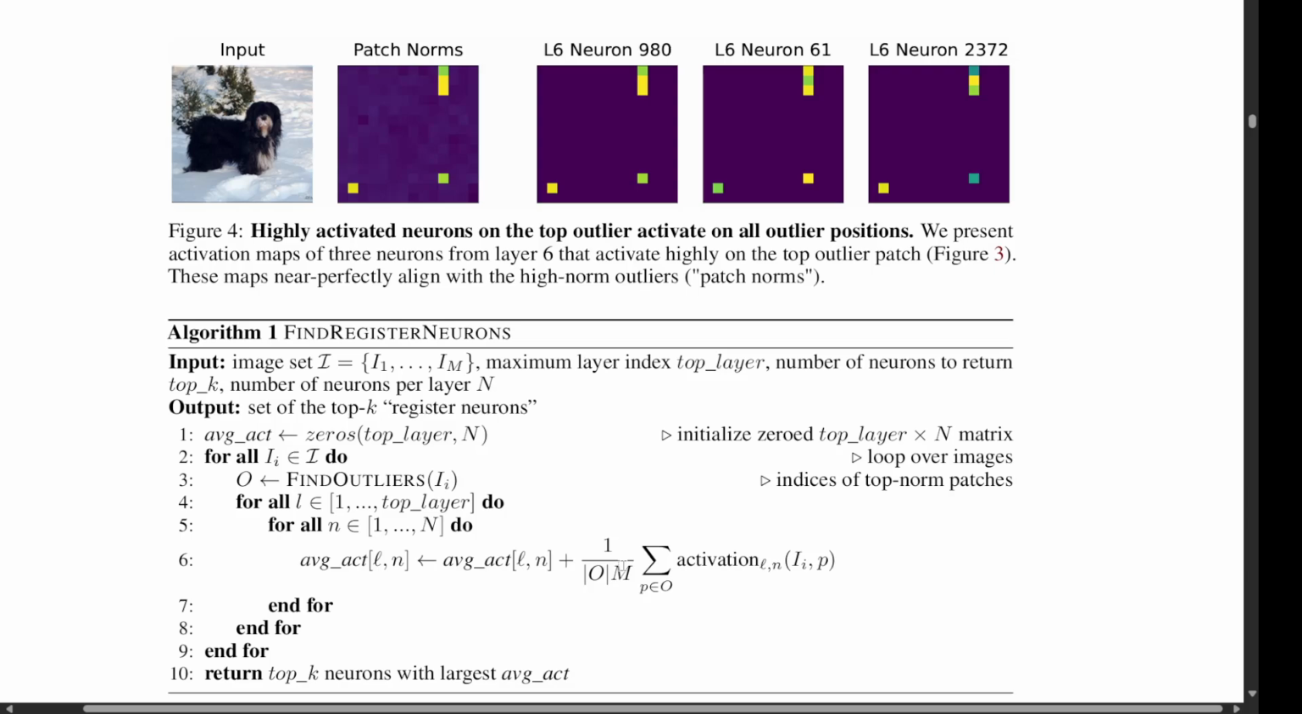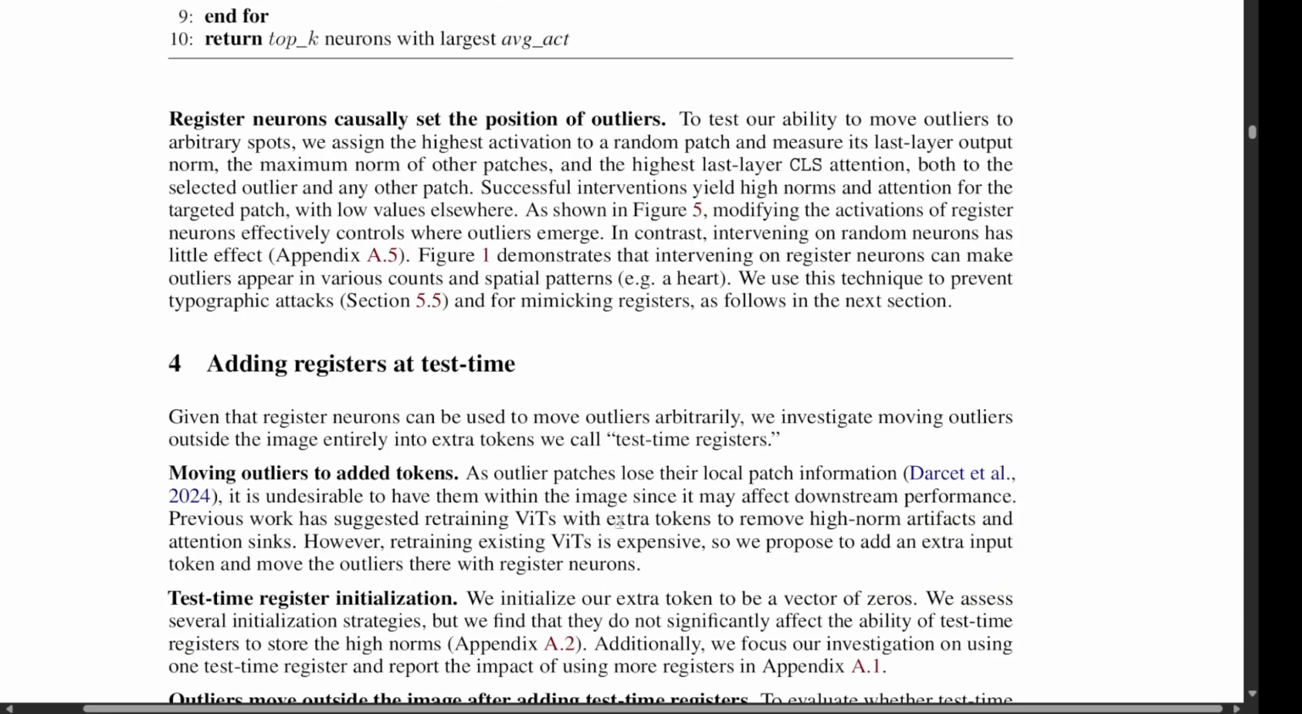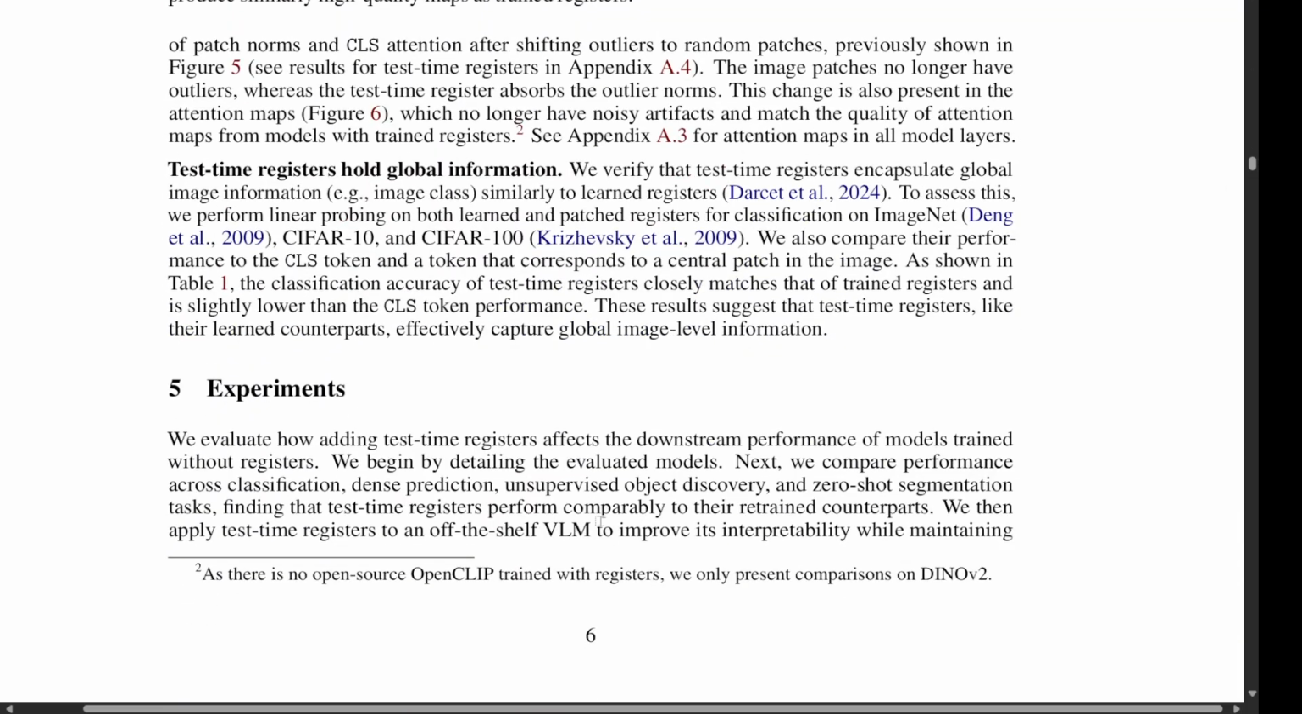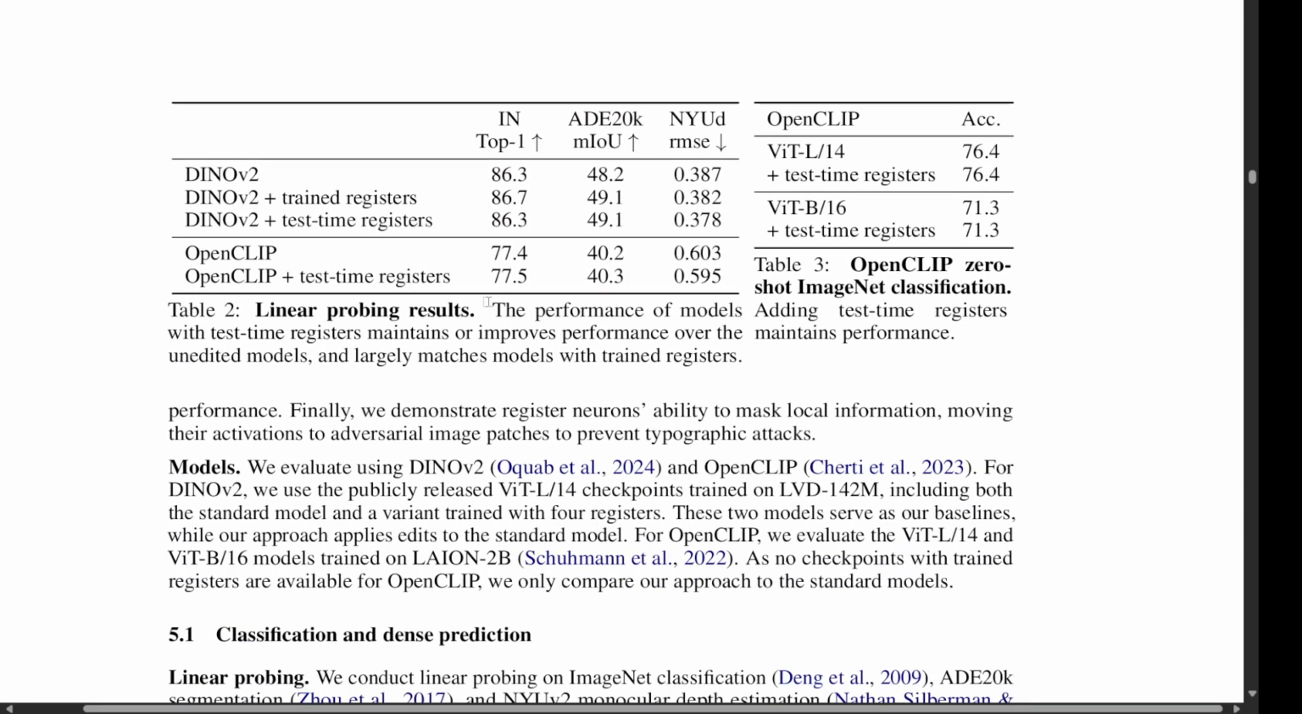That's the other key result. On standard benchmarks, image classification like ImageNet, segmentation on ADE20K, depth estimation, the models with test time registers either perform the same as the original models or sometimes even slightly better. Better. Interesting. Yeah, check tables 2, 10, 11. And importantly, the performance was comparable to models that had been trained with registers from scratch. So you get the clean attention and the good performance, but without the training cost. That sounds like a win-win.